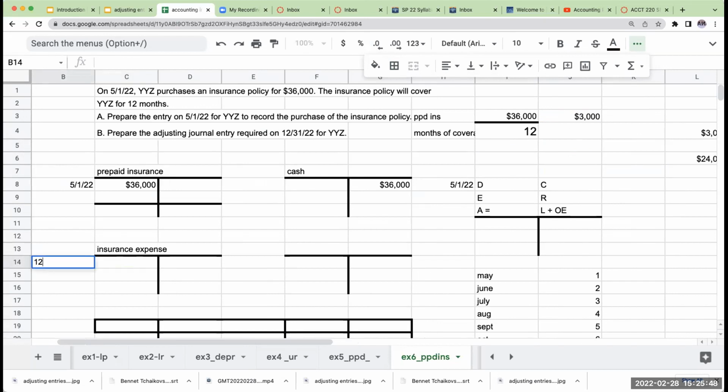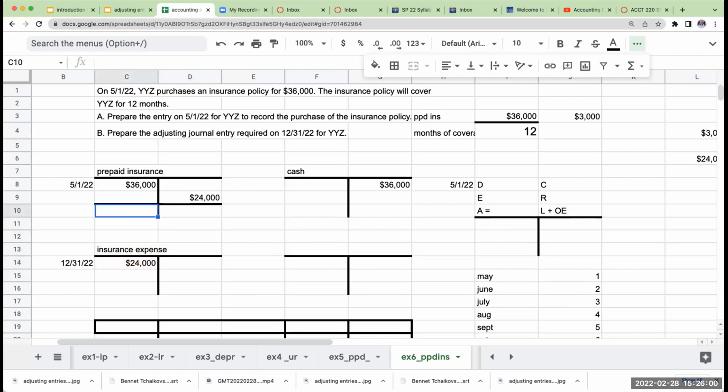So over here on 12/31/22, I'm going to debit insurance expense for $24,000. But for every debit, I need a credit. I never touch cash. What I'm going to do is adjust the prepaid insurance amount. I subtract the smaller from the larger balance, leaving the remainder on the larger side. I get $12,000. Is that $12,000 correct?